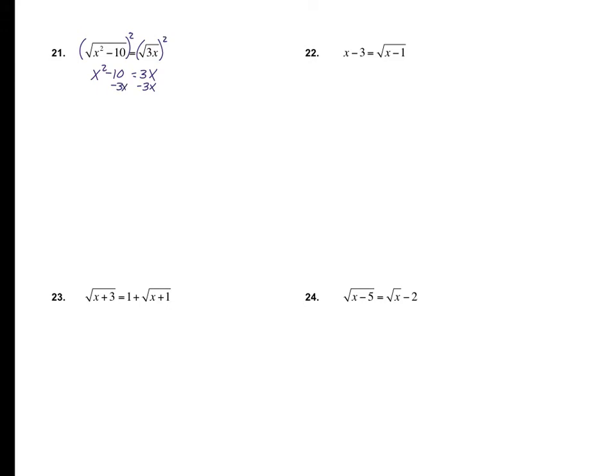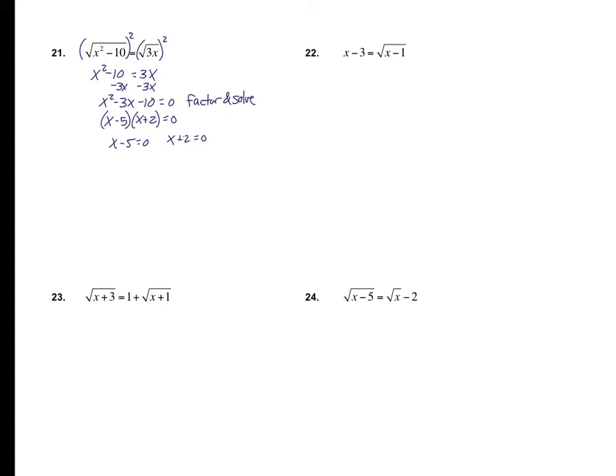Subtract 3x. Whenever we have an x squared in here, we're going to get everything on one side, set it equal to 0, and now we have to factor. What multiplies to give us negative 10 that adds to give us negative 3? So we're going to get x minus 5 times x plus 2. Negative 5 times 2 is negative 10. Negative 5 plus 2 is negative 3.